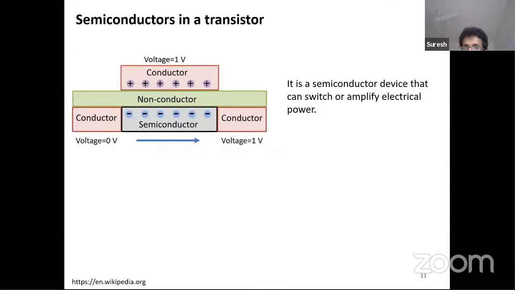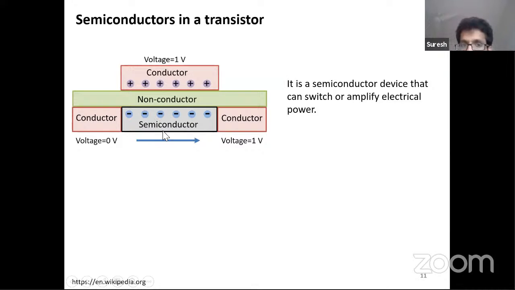Okay, so how can we use these semiconductors in transistors? If you take, let's say, 2 conductors which are separated and then connected by a semiconductor, and then you have a non-conductor, and on top of that you have another conductor. So what happens is you are forming a capacitor. This is the conductor and this is a semiconductor.